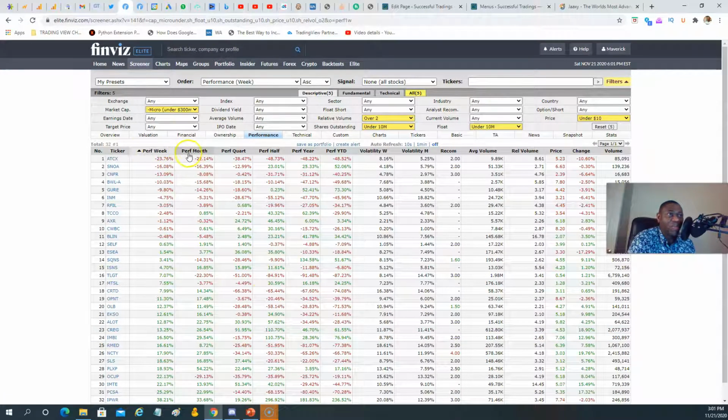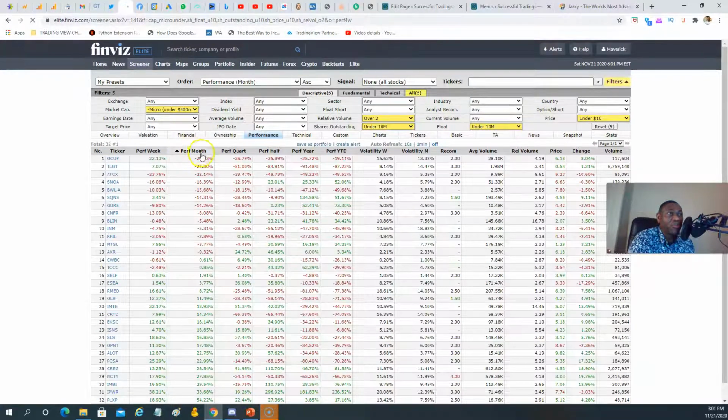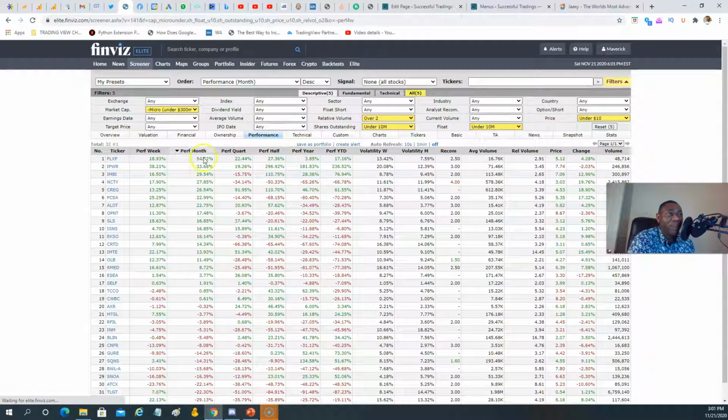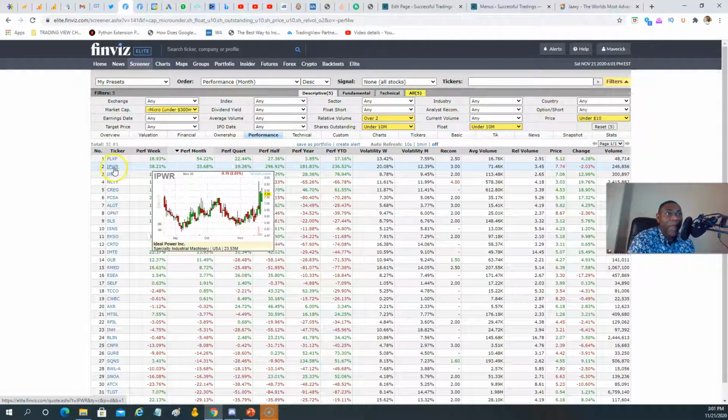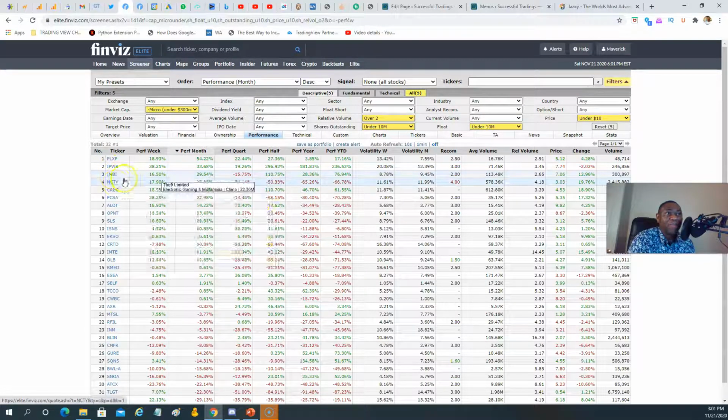So instead of maybe a week, you can say, okay, over a month, show me the ones that have really been flying over the last month. IPWR is there again. Obviously, if he had a good week, it's bound to figure. Not that many. Out of a list of 32, you have about half of them that have been bullish on here recently.